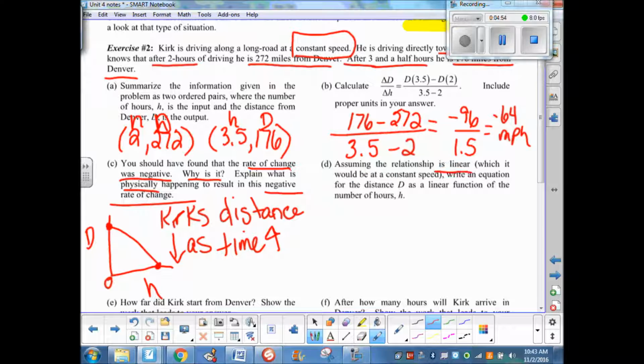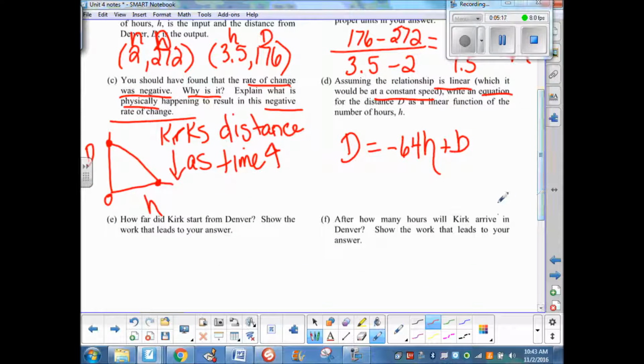Assume the relationship is linear, which it would be because we're talking about a constant speed here. Write an equation for the distance d as a linear function of the number of hours h. So we know that our average rate of change is negative 64 times h, and then plus some b, right? We don't know how far he is from his house. We haven't found that out yet, so we've got to do some work here to get to that point.